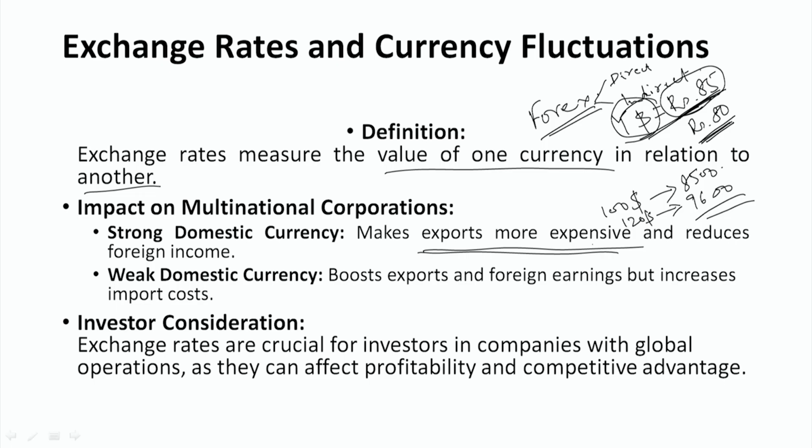The exports become expensive. The goods which I am going to sell outside my country become expensive, and because of that reason, the foreign income is likely to reduce. So the demand will start coming down because of increased prices. If the currency becomes weak, then what is likely to happen? It will increase export as well as foreign earnings, but it will decrease import.